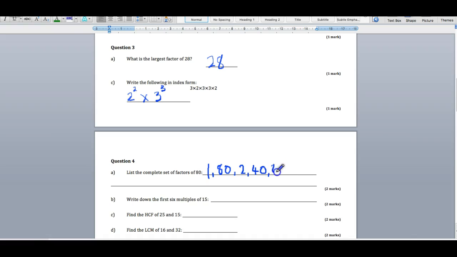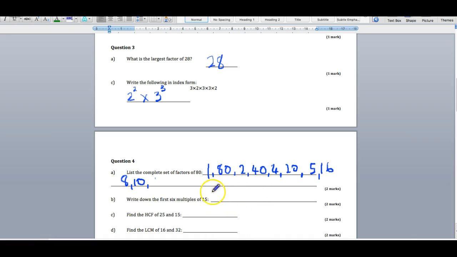4 does go into 80 20 times, so 4 and 20 are a factor pair. 5 goes into 80, so 5 times 16. All right, 6 does not, 7 does not, 8 does, so we have 8 and 10. 11 doesn't, 12 doesn't, 13 doesn't, 14, it's in my memory, doesn't. 15 doesn't, 16 does, I think, 16 times. Oh, there we go, already got 16. Okay, so we've got as many as we can get.